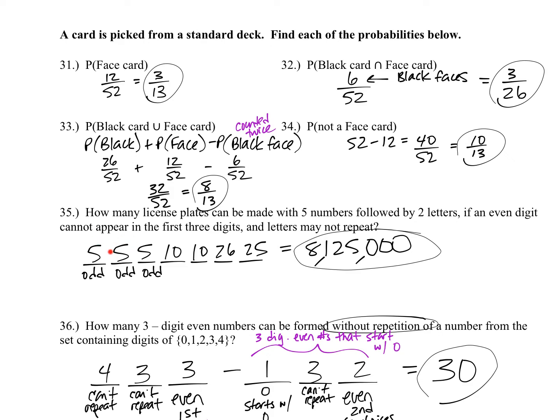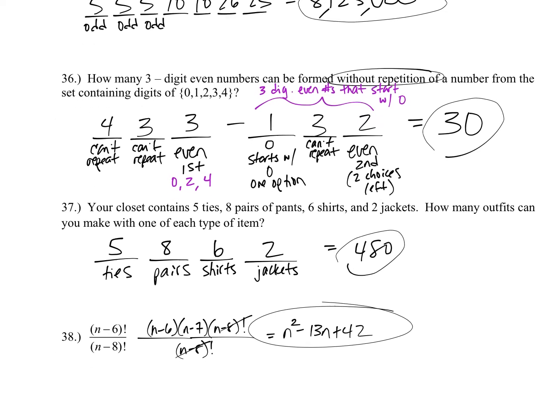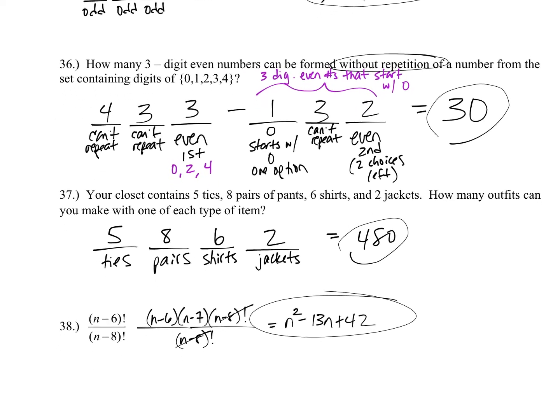Second one, it can repeat, but it still has to be odd. Third one, it can repeat, but it still has to be odd. And then these last 2 can be any digit, so there's 10 digits there. And again, they can repeat, so 10 and 10. Letters may not repeat, so the last 2, 26 options of letters, and then I can't use that again, so 25 options of letters.